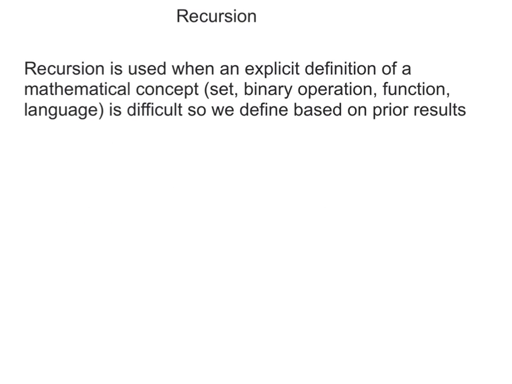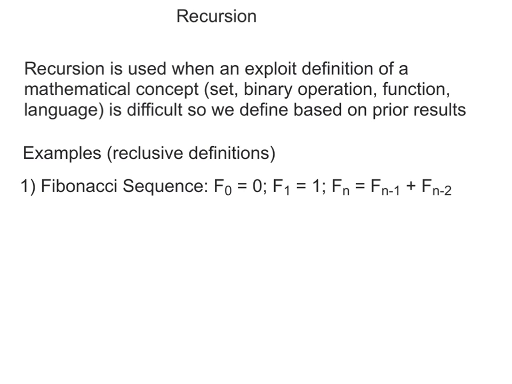Recursion is used when an explicit definition of a mathematical concept, such as a set, binary operation, a function, or later in Chapter 5 we'll see language, is difficult, so we define based on prior results. Our first example is a familiar one, the Fibonacci sequence. So we have f naught is equal to 0, f1 is equal to 1, and then f of n is based on our last two prior results, where we add them.